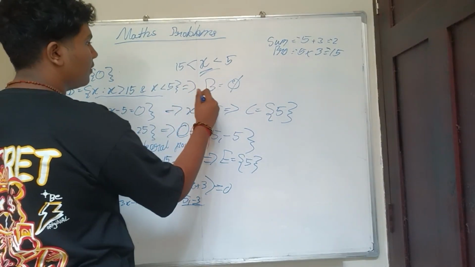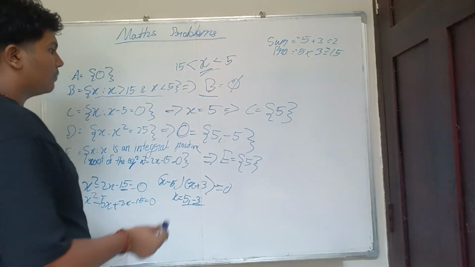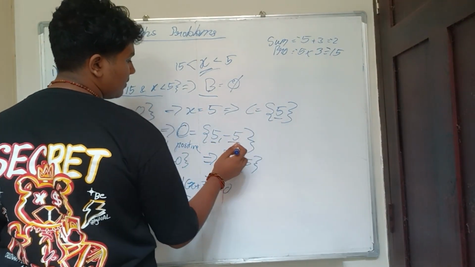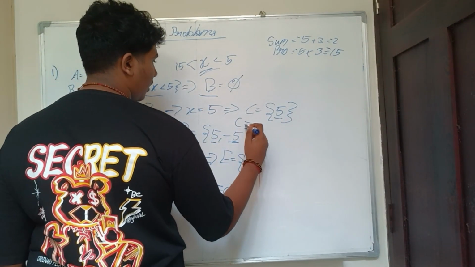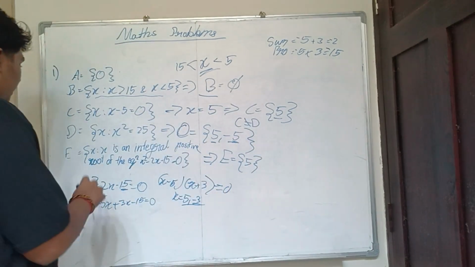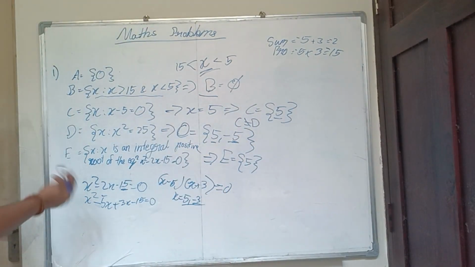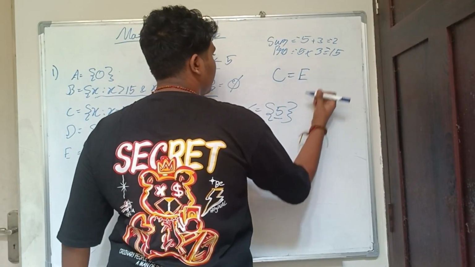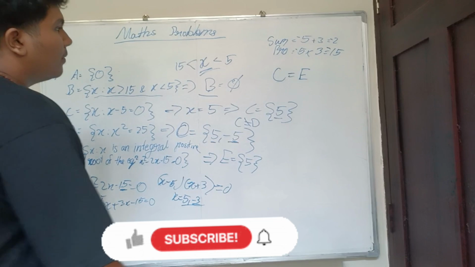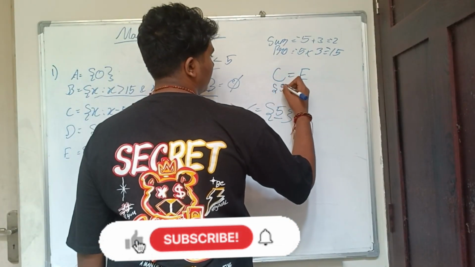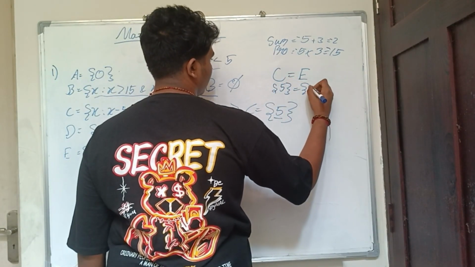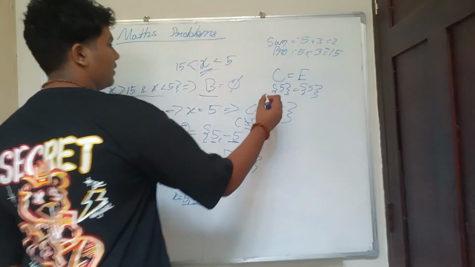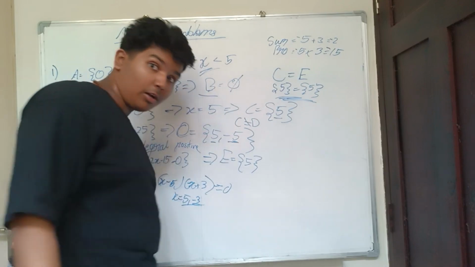Is A equal to B? No. B is the null set, so it's not equal. Is C equal to D? 5 is there, but D has a minus 5 as well. Hence no, C is not equal to D. Then what about E? E is equal to {5}, no? So C is equal to E, because they both have the same element, right? Hence C is equal to E. This is the answer for the first one. Hope everyone got it correct.